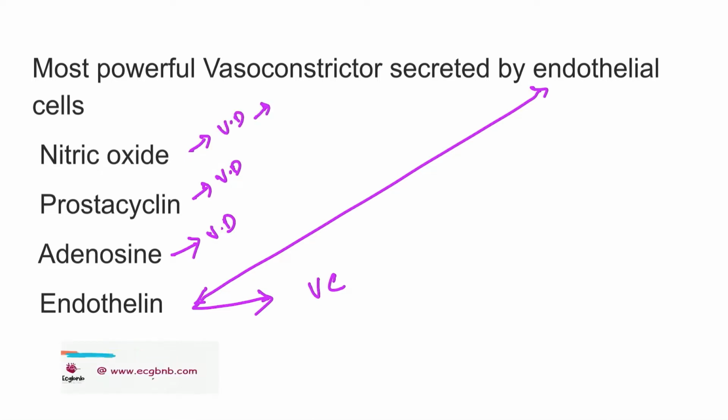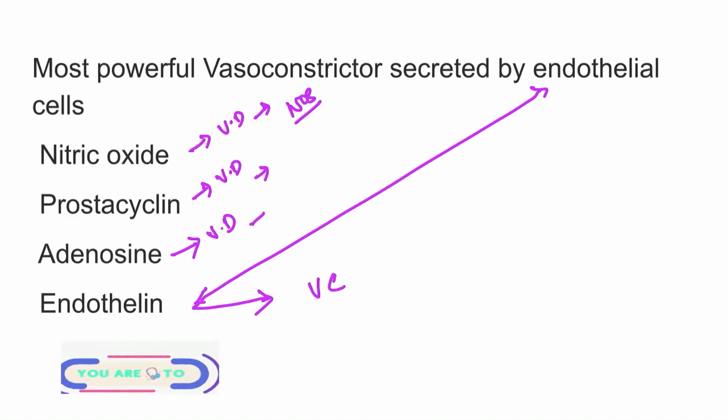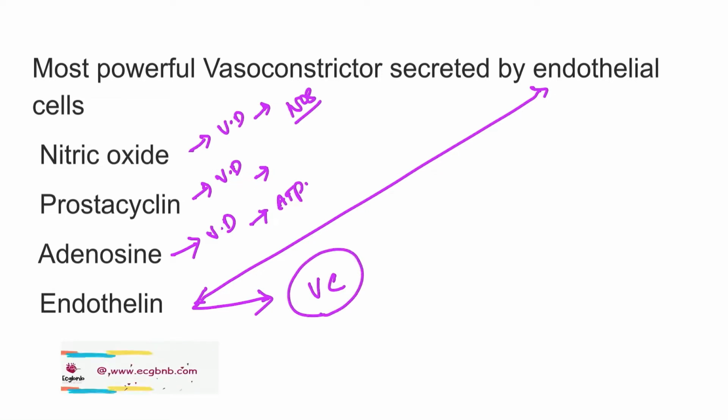Nitric oxide is synthesized by nitric oxide synthase enzyme from amino acids. Prostacyclin is produced in the lungs. Adenosine is produced from ATP. So, among these, endothelin is the only vasoconstrictor present, and it is the most powerful vasoconstrictor which is secreted by the endothelial cells. We will go on to the next question.